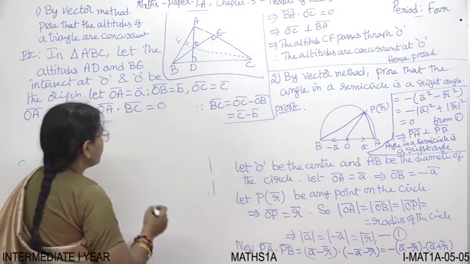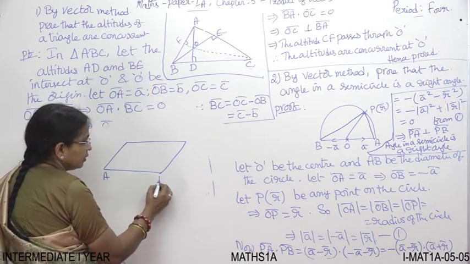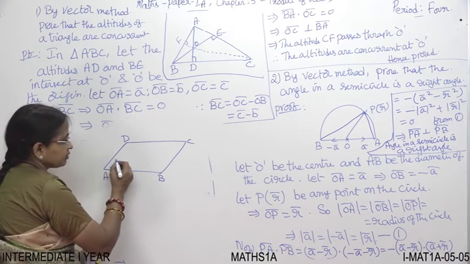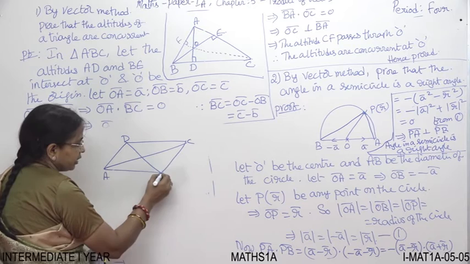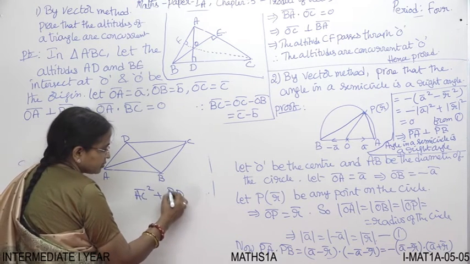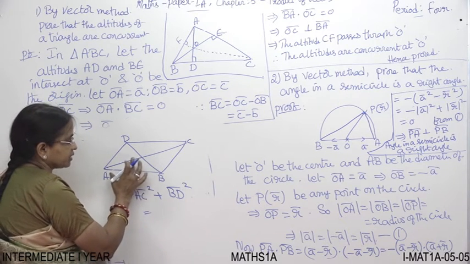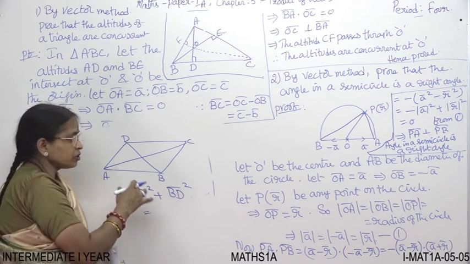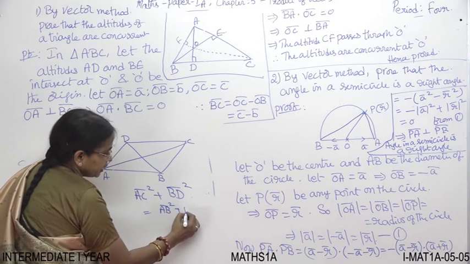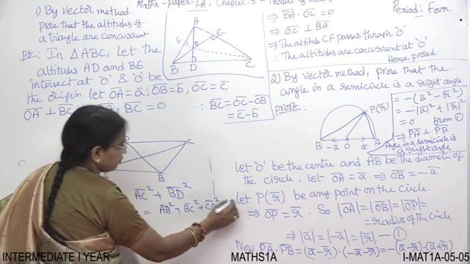In a parallelogram, prove that the sum of the squares of the lengths of the diagonals, that means AC square plus BD square, is equal to the sum of the squares of the lengths of its sides. Sum of the squares of the lengths of its sides means AB square plus BC square plus CD square plus DA square. So this is what we have to prove.